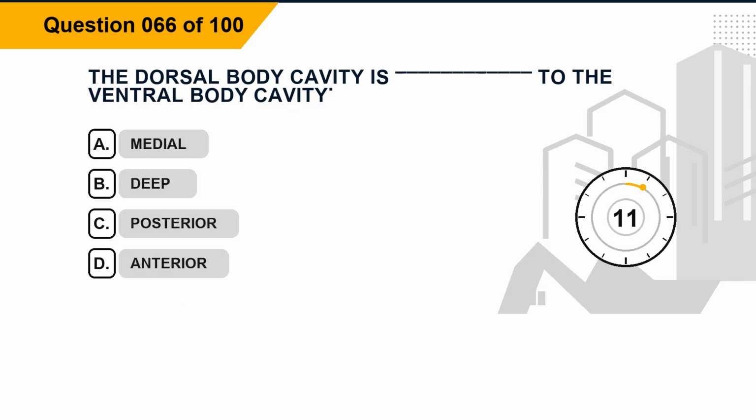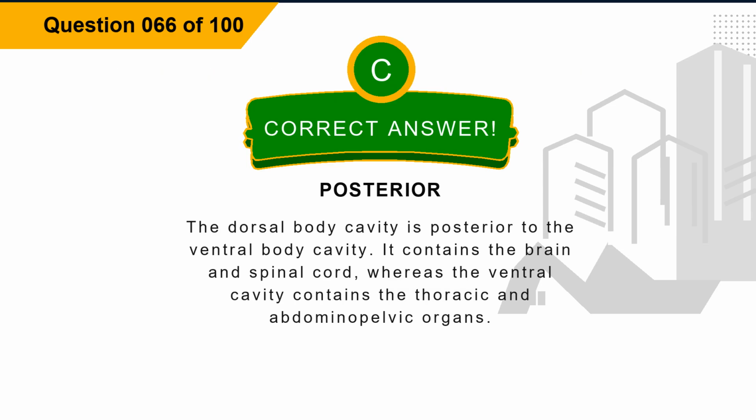Question 66. The dorsal body cavity is blank to the ventral body cavity. Option A, medial. Option B, deep. Option C, posterior. Option D, anterior. The correct answer is option C, posterior. Explanation. The dorsal body cavity is posterior to the ventral body cavity. It contains the brain and spinal cord, whereas the ventral cavity contains the thoracic and abdominopelvic organs.